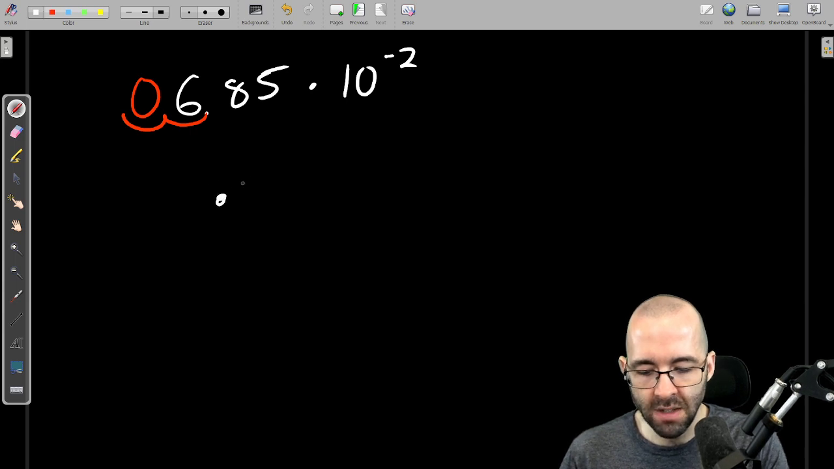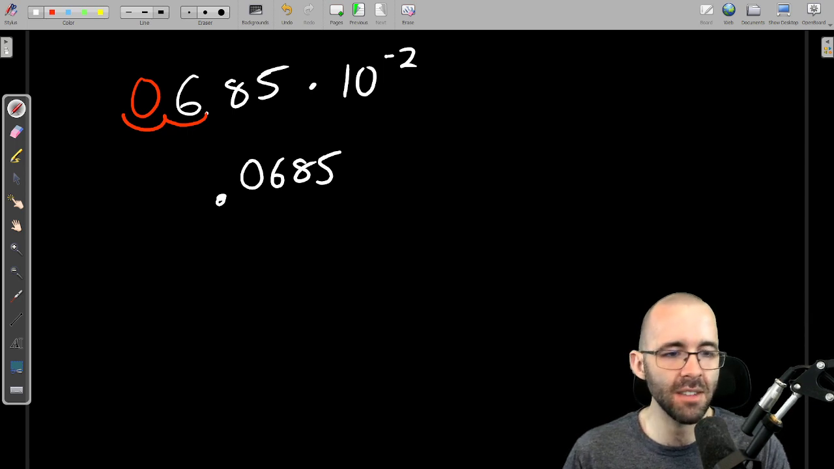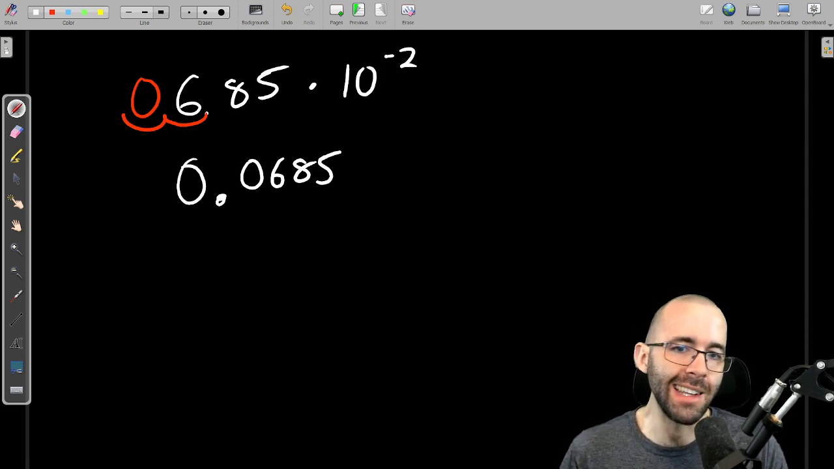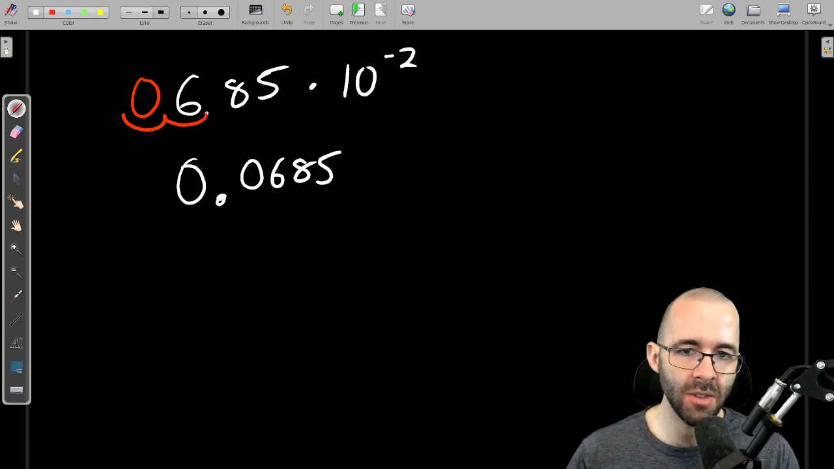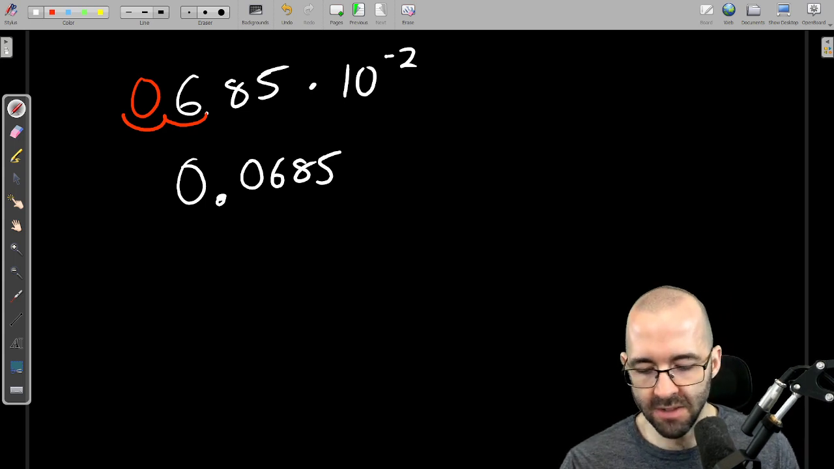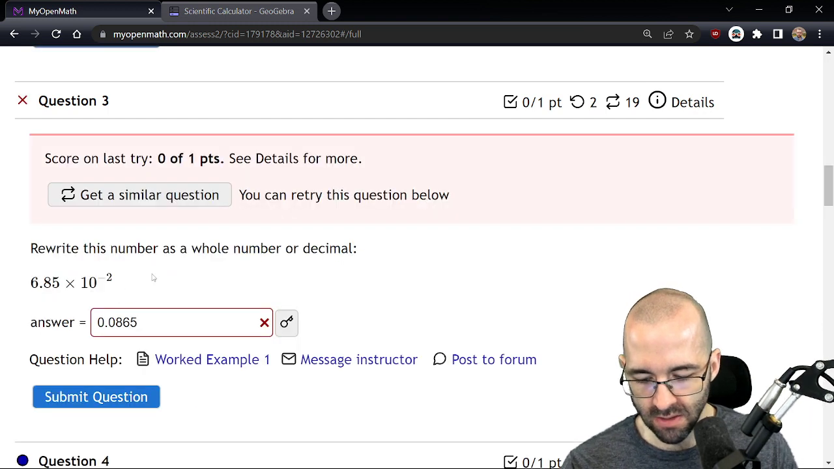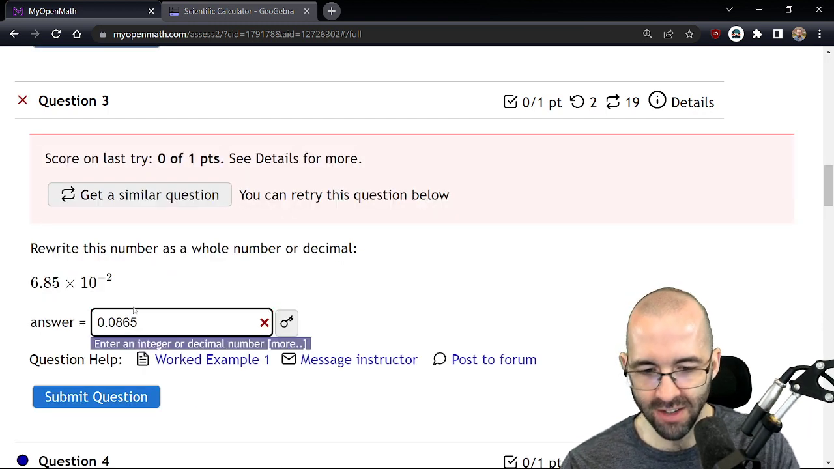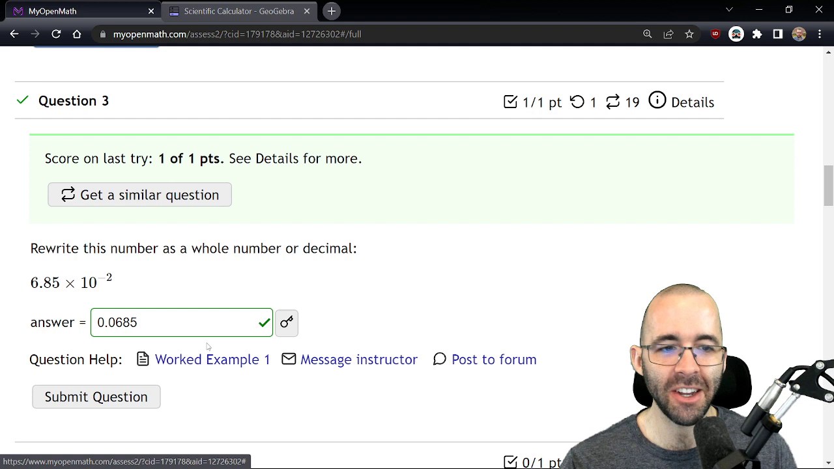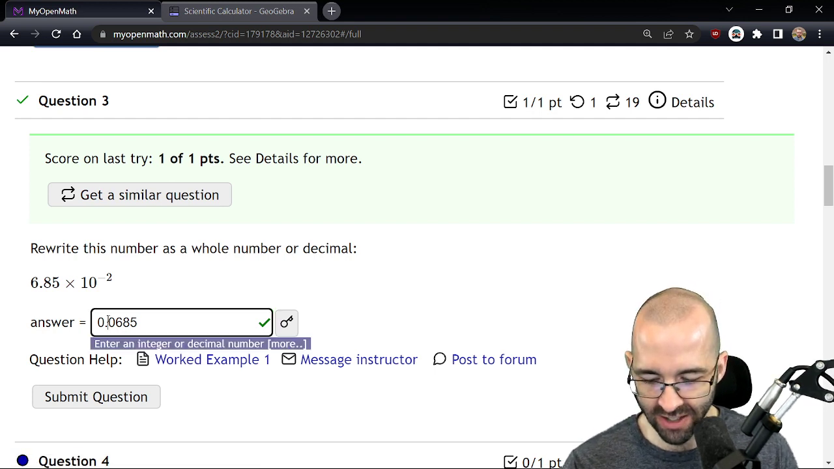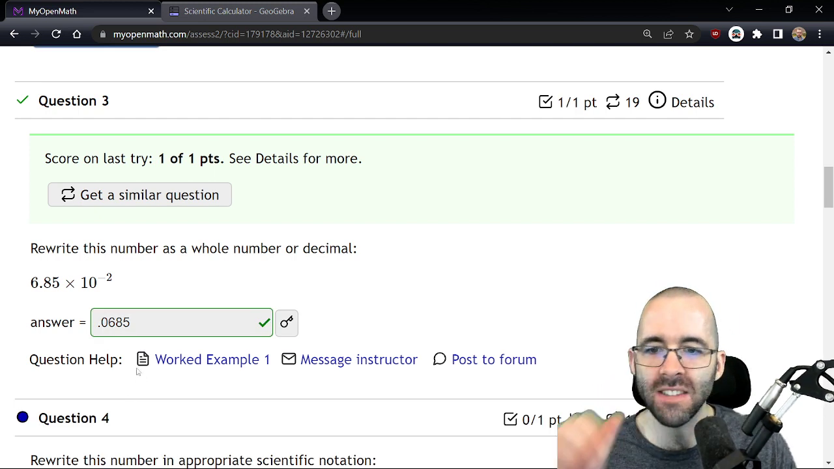Now we're going to get 0.0685. And that's a fine answer, but I really like writing the leading zero here. 0.0685 is good. Okay. That should be our answer, 0.0685. I think it'll take both answers. I can write my digits in the right order. And it should take it even without the 0. Yeah, it does. Great.